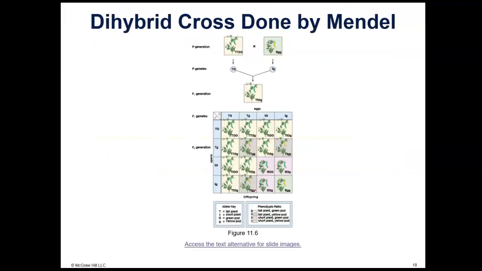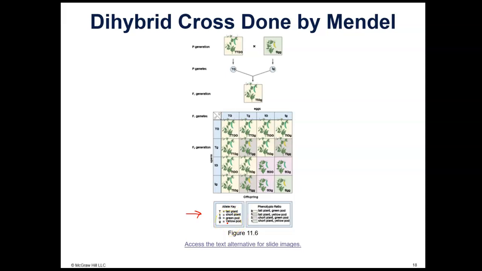So what we're looking at here, this dihybrid cross, is crossing the height of the plant, which can be tall or short. You can see the key down here. Big T is tall plant, little t is short plant. And the color of the pod that the garden peas grow in can be big G for green or little g for yellow. So he's crossing two traits at one time, height of the plant and color of the pod.